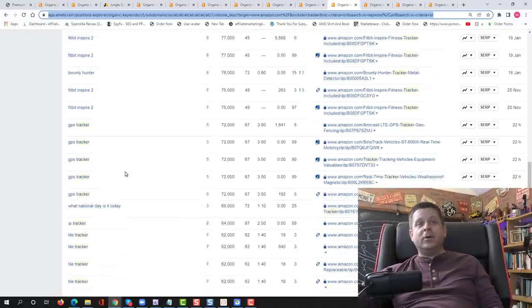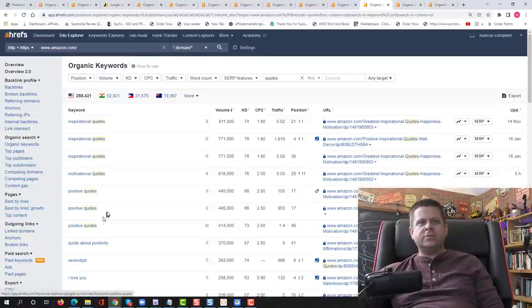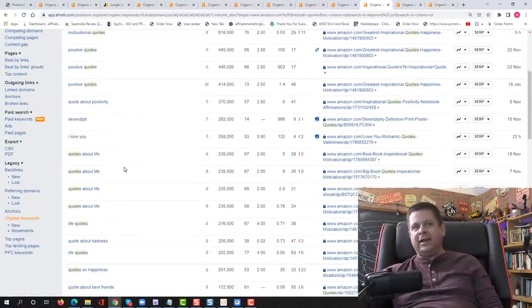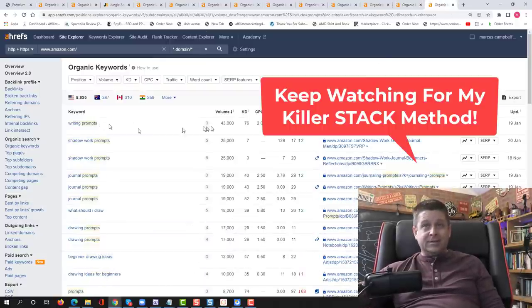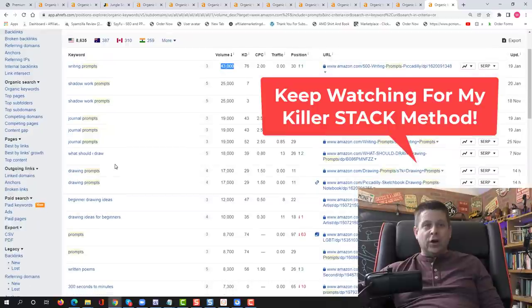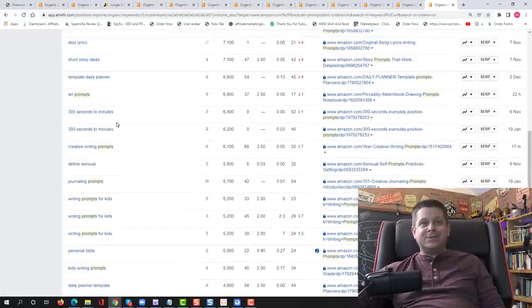Different books for people wanting to track various different things. Inspirational quotes, positivity quotes, quotes about life. Quotes books are super easy to make. Agenda books, writing prompts. That one's got 43,000 searches a month. Drawing ideas, creative writing prompts, art prompts, Bible prompts, and on we go.